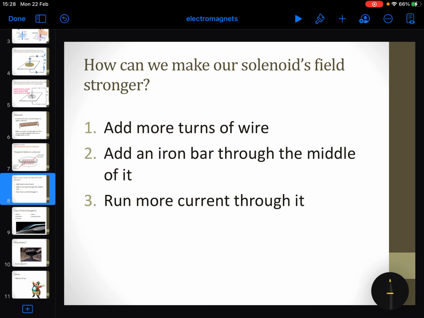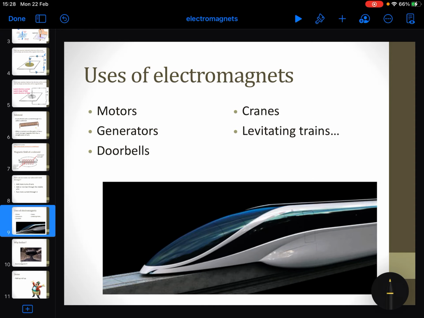So why do we care about all of this? We're making electromagnets. We're making magnets, making that magnetic field using electricity. So here are some uses of electromagnets: motors, generators, doorbells, cranes, and levitating trains.